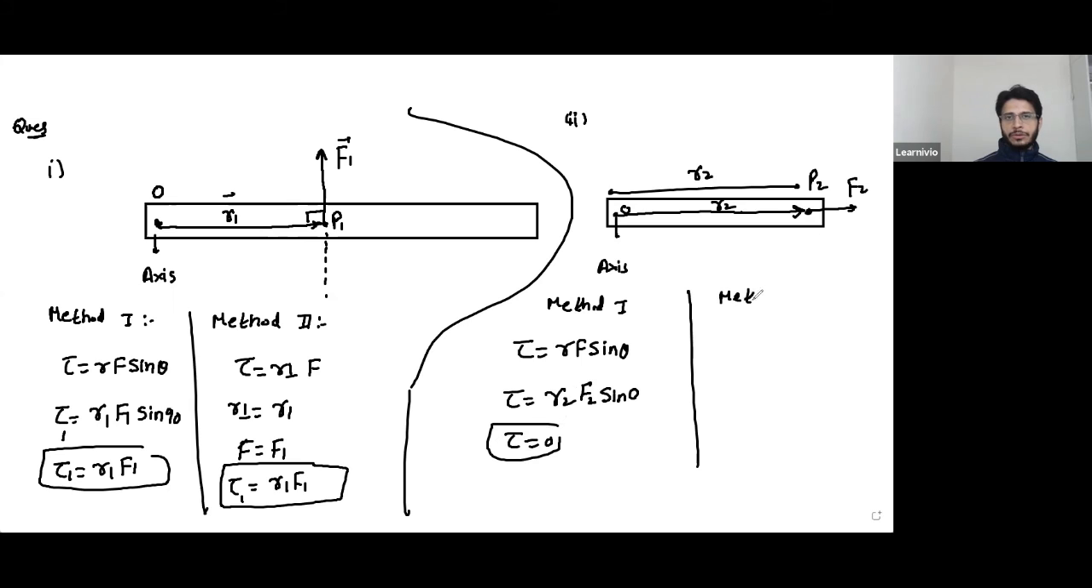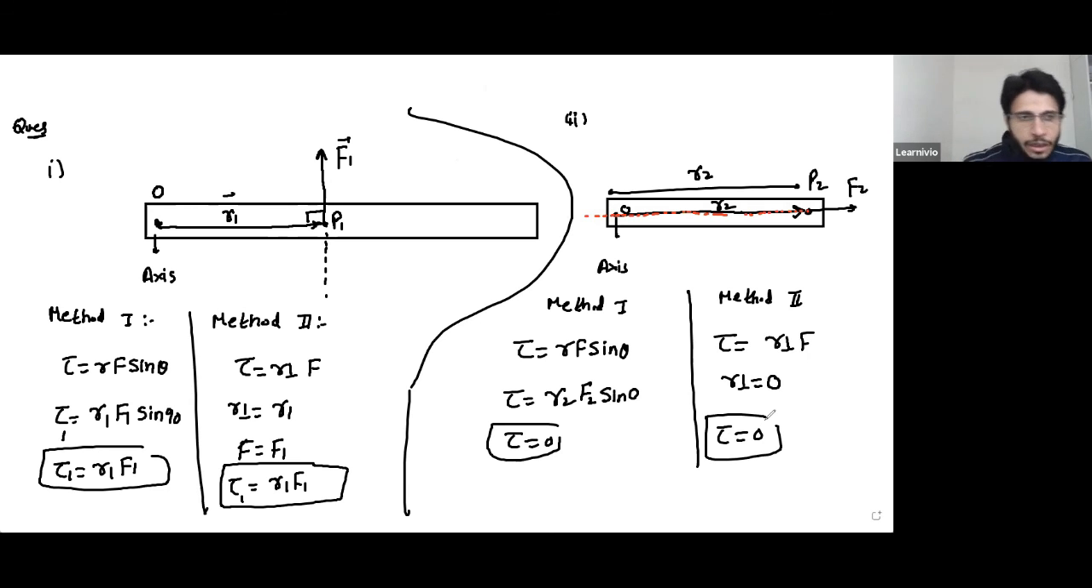If I use method 2, for method 2 I need the expression R perpendicular F. For R perpendicular, just extend the line of action of force till it passes through the axis of rotation. When it passes through the axis of rotation, R perpendicular is 0, because if the line of action of force passes through the axis of rotation, then the perpendicular distance is 0. So your R perpendicular is 0, and so is the torque. You can use either method: R F sine theta or R perpendicular.